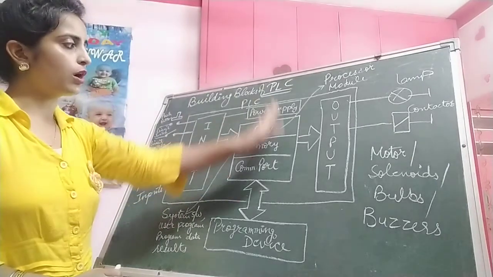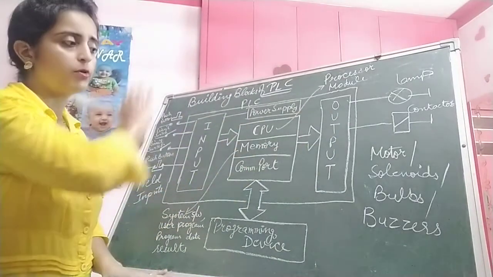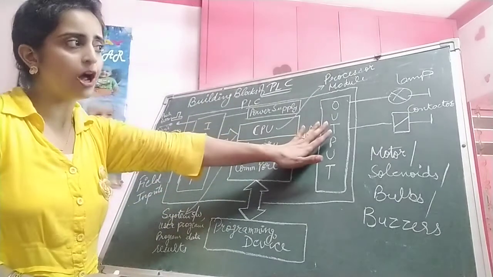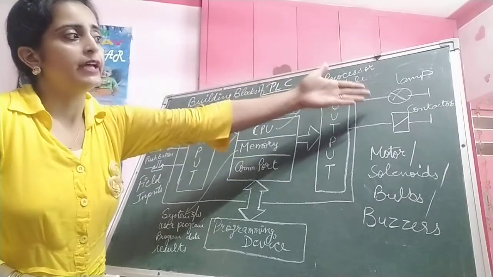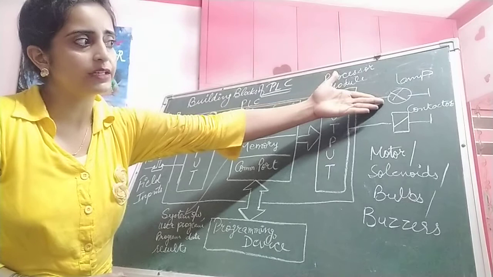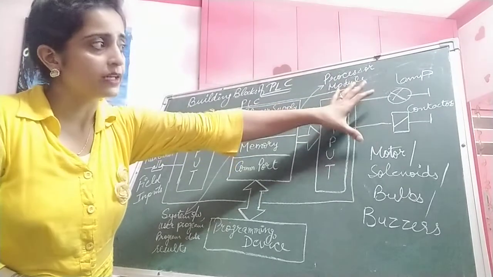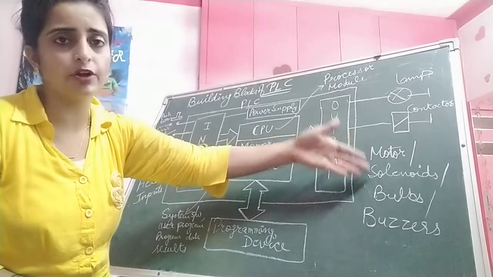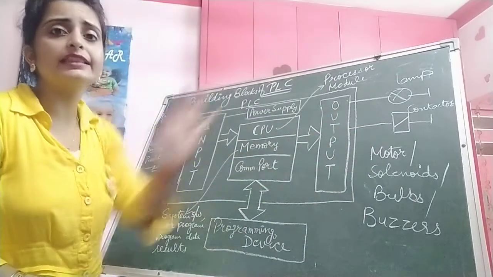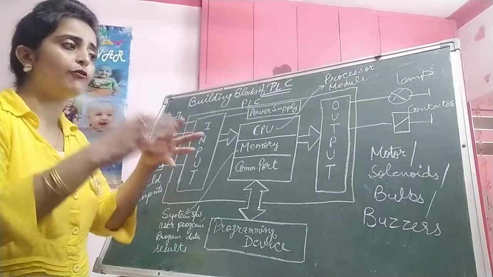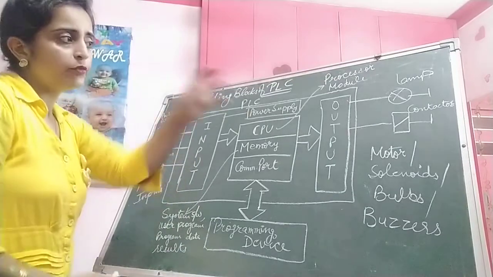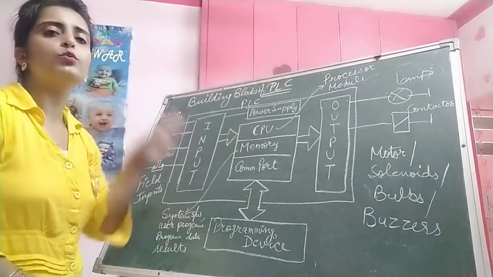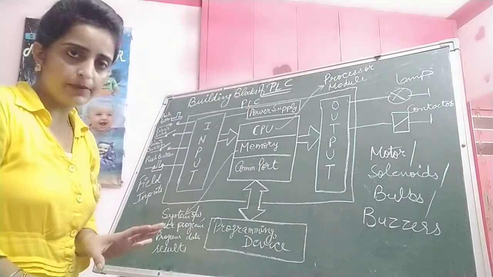Then let's talk about the output module. At the output side, here you can see we have connected a lamp and a contactor, but along with that we have numerous options. We can connect motors, solenoids, bulbs, buzzers, anything that you want to control and have the output at, we can connect with the output module of the PLC.